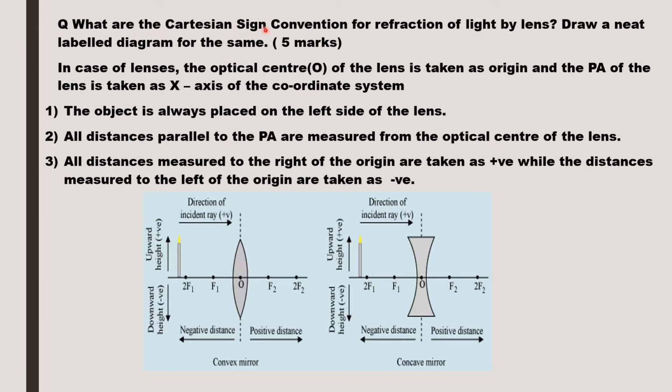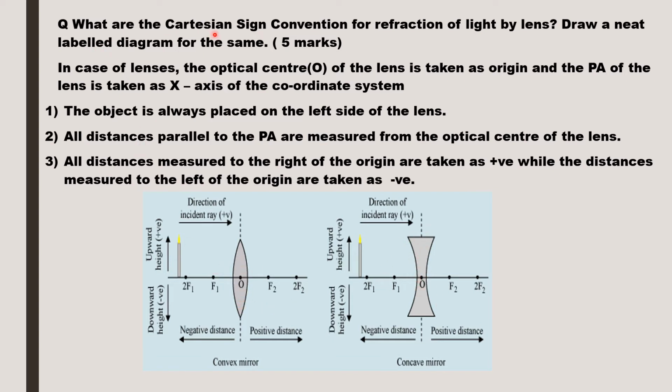What are the Cartesian sign conventions for refraction of light by lens, and draw a neat labeled diagram for the same. This question carries 5 marks. 3 marks are for writing down the sign conventions and 2 marks are for drawing the diagram. So when you are drawing the diagram for the Cartesian sign conventions, you will have to show the conventions for both convex lens as well as the concave lens.